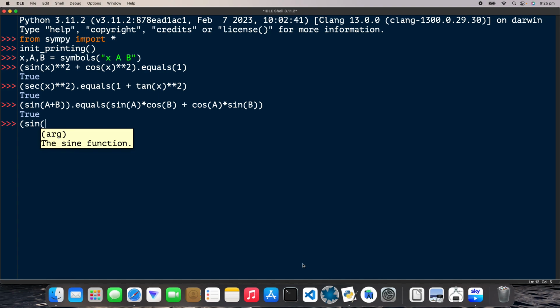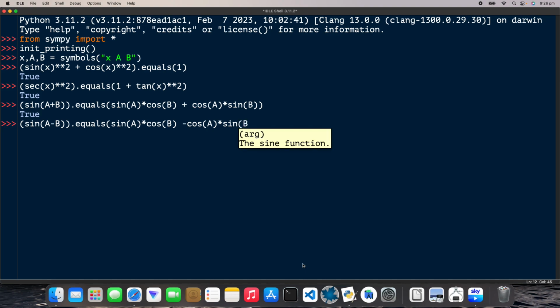So sin(A minus B). Is that equal to, just hold on a sec. Yeah, so equal to sin A times cos B, minus cos A times sin B. Okay, so sin A times cos B, minus cos A times sin B. Which is true. Okay, we're going to do the cos part.